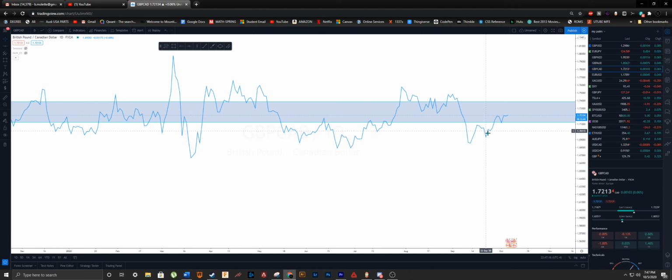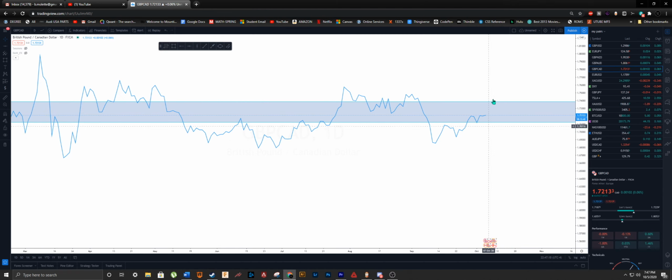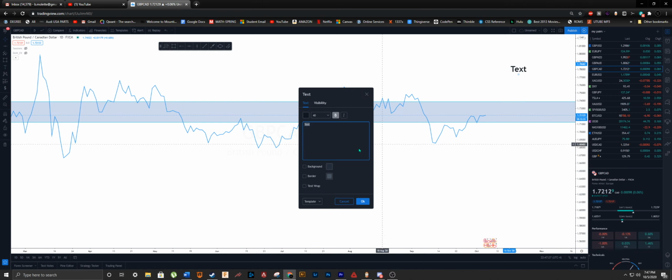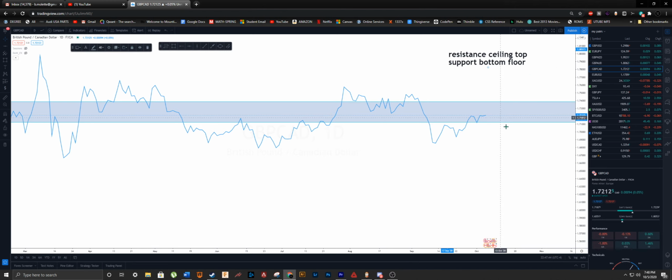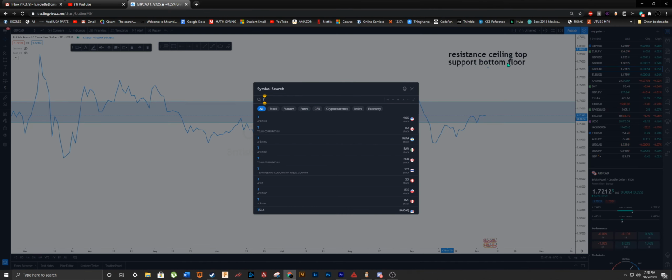So when you start heading towards this resistance zone, when you're coming in from the bottom side, it's called resistance. Here, I'll leave a note on that. Resistance is like your ceiling, and your support is your floor or your bottom. Yeah, I should probably swap that.